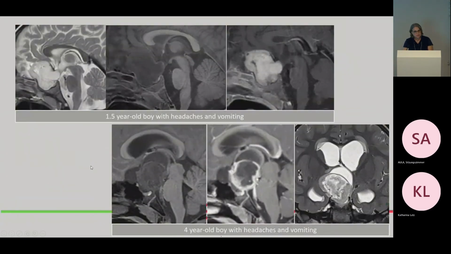These are two cases, a large suprasellar mass, looking very different from each other. Both came in with headaches and vomiting. This 1.5-year-old had this high T2, low T1, and profusely enhancing mass. This 4-year-old had this very heterogeneous appearing mass. On the T2, it has this layered appearance. The enhancement is mostly peripheral. However, both had an optic chiasmatic pilocytic astrocytoma.